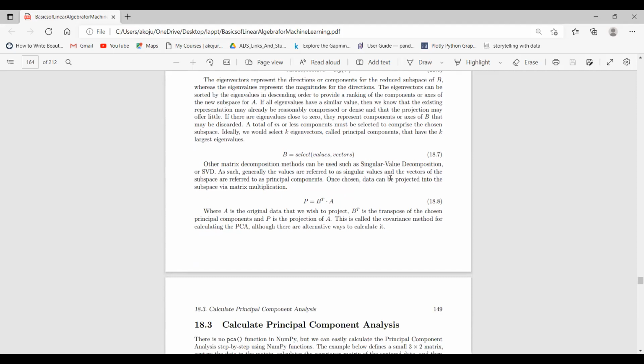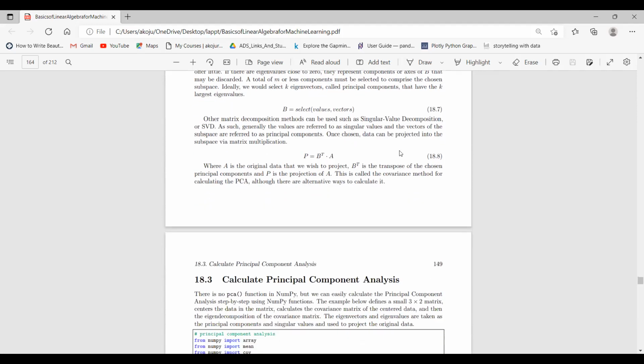Here, other matrix decomposition methods can be used, such as singular value decomposition, or SVD. P is equal to B transpose A. So we have calculated B from the selected eigenvalues and eigenvectors.